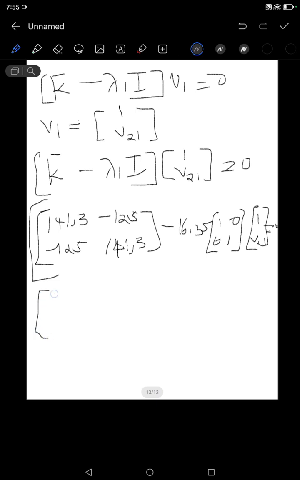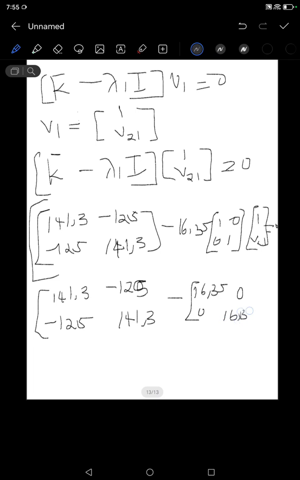So let me just rewrite this: 141.3 minus 125, minus 125, then we have 141.3. So it's going to be minus 16.35 multiplied by 1, we're going to have 16.35, and then here we're going to have 0, 0, and then here 16.35, all multiplied by 1 v21, like this, equals 0. That all equals 0.